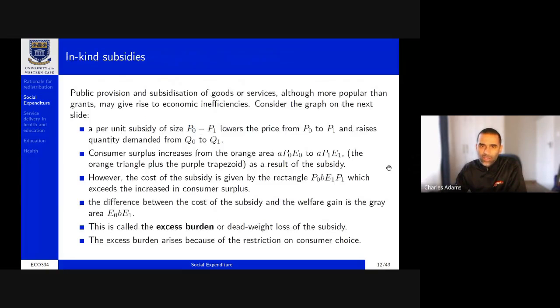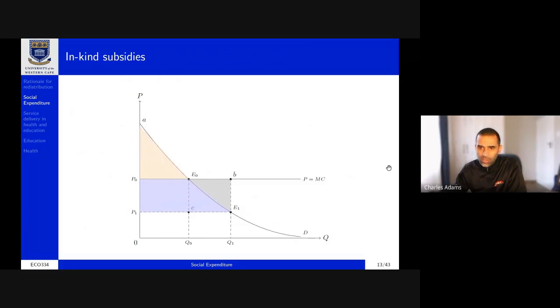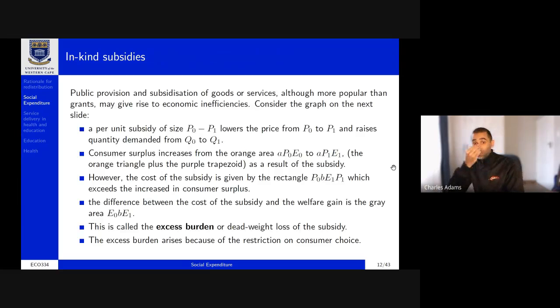All right, so in-kind transfers, a bit of theory, as I said. In-kind transfers are services that are provided by government or that are funded by government, right? So public provision and subsidization of goods and services, although more popular than grants, can give rise to economic inefficiencies, and that's what this graph shows over here.